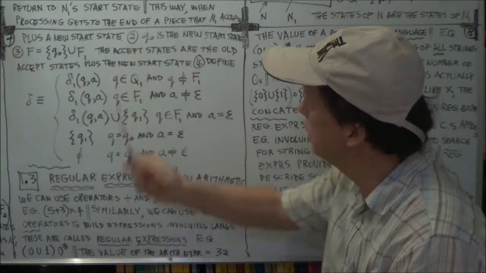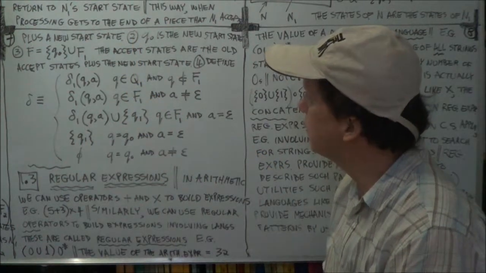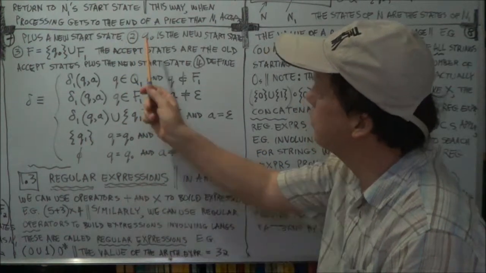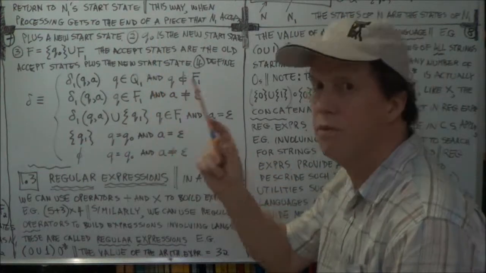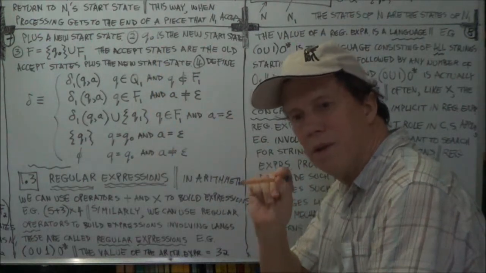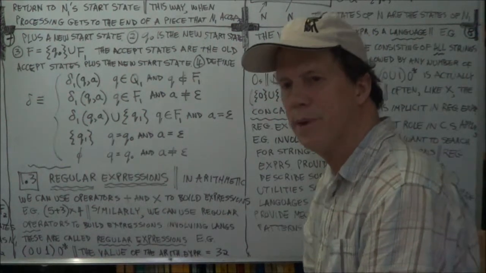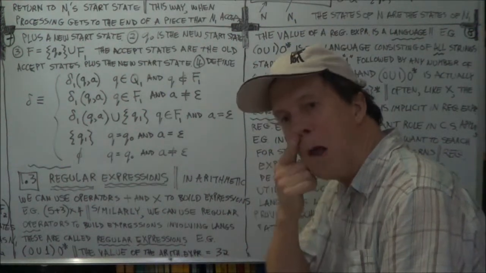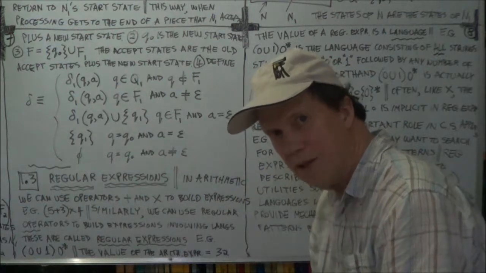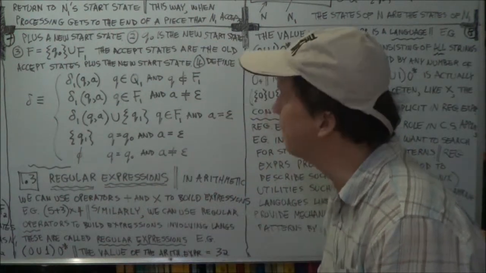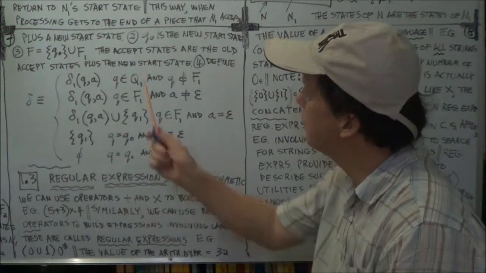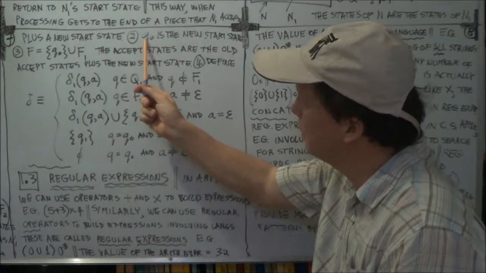So the second point, the start state would just be Q0. Remember that was that one state we put outside N1 to allow for the possibility that your input string might just be the empty string. It was this sort of special case. Right? So we started in Q0.